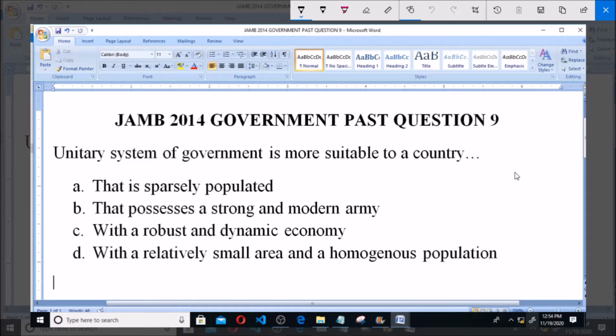2014 government past question. Question number 9 says: a unitary system of government is more suitable to a dash country. A unitary system of government is more suitable to a dash country. Option A says that is fairly populated. B says that possesses a strong and modern army. C. With a robust and dynamic economy. D. With a relatively small area and homogeneous population.